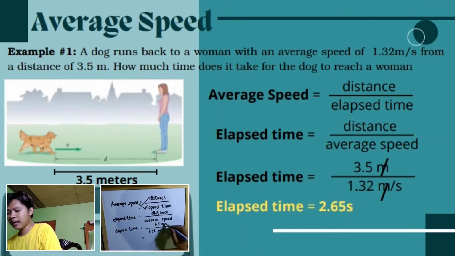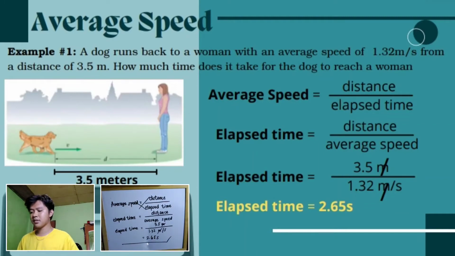So, we cancel the meter. 3.5 divided by 1.32 is equal to 2.65 seconds. So, here is our answer. Our elapsed time is 2.65 seconds.